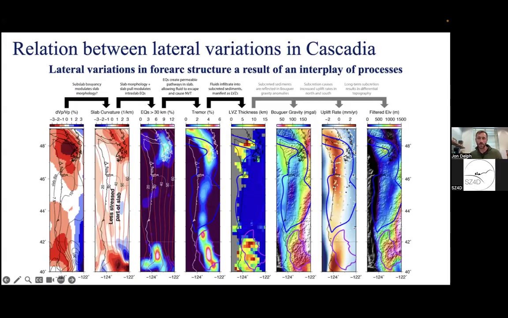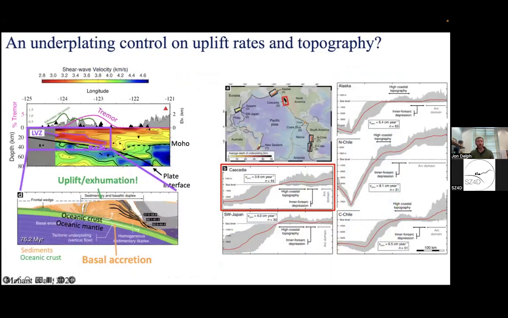And the basal accretion process itself contributes to uplift as well as the building of differential topography over geologic timescales. Okay, so now I think we have a decent sense of what's happening along the Cascadia margin, what could be controlling all the lateral variability that we see. But is this applicable to any other subduction margin globally?